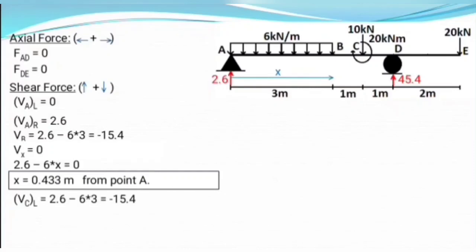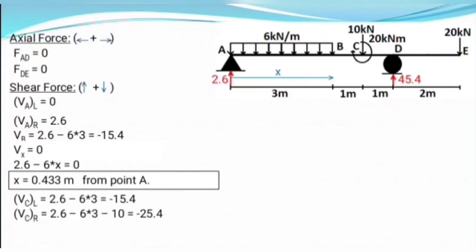Now shear force at just right of C equals 2.6 minus 6 into 3 minus 10. Here we considered all the vertical forces on the left of this point, just right of C. So the value is 2.6 minus the downward UDL force 6 into 3 minus the downward point force 10 kN, which gives the value minus 25.4.